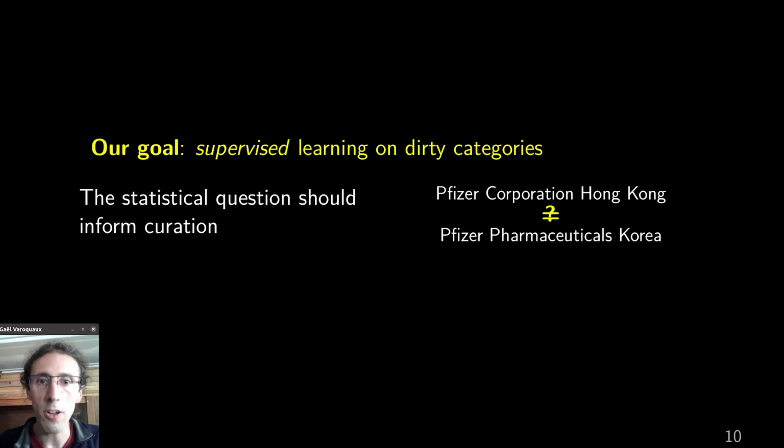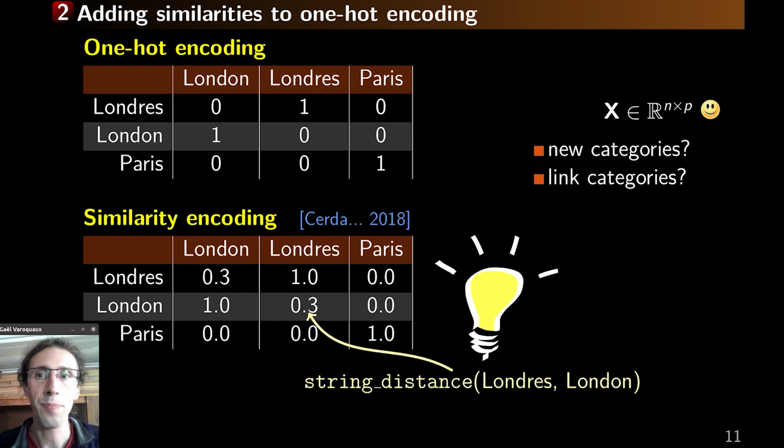So we want to do supervised learning on dirty category, and the idea is that the statistical question should inform the curation. So we should decide whether or not to merge the Hong Kong and the Korea branch depending on the analytical question. The first thing that we did a few years ago was that we tried to leverage the strings in this data with the idea that string similarities across the different entries carry a lot of information. So we adapted one-hot encoding. And so instead of having this 0-1 encoding, we put in an encoding that's based on the similarity of strings.